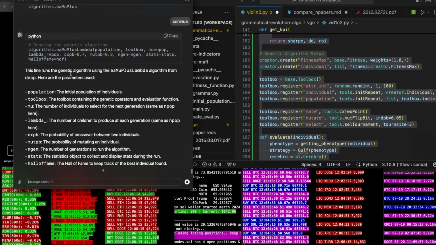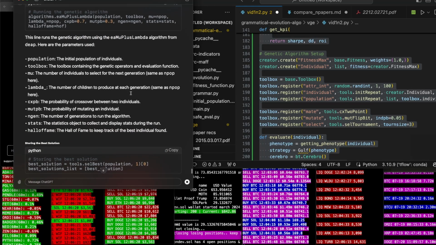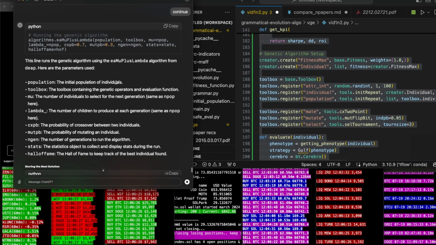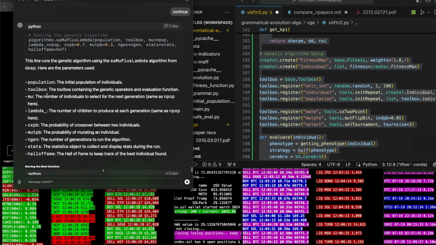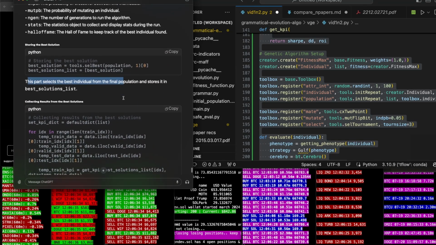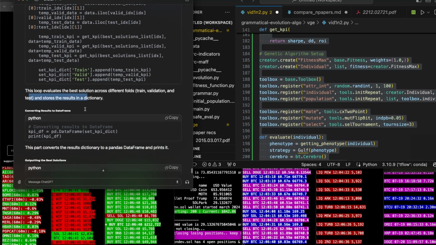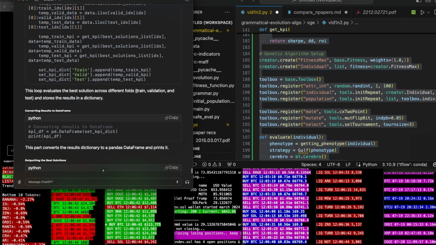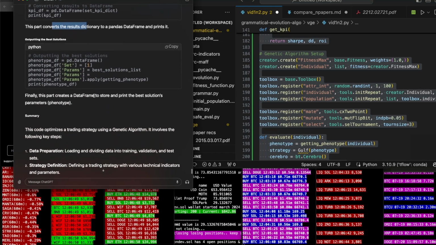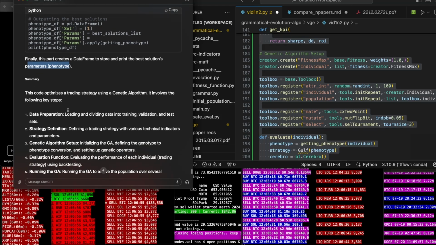So you can see this line runs the genetic algorithm using the eaMuPlusLambda algorithm from DEAP. We pass in the initial population and the toolbox. Down here, this part selects the best individual from the final population and stores it in the best solutions list. This loop evaluates the best solution across different folds: the train, the validation, and the test. This part converts the results dictionary to a pandas data frame and prints it. Finally, this part creates a data frame to store and print the best solution's parameters.